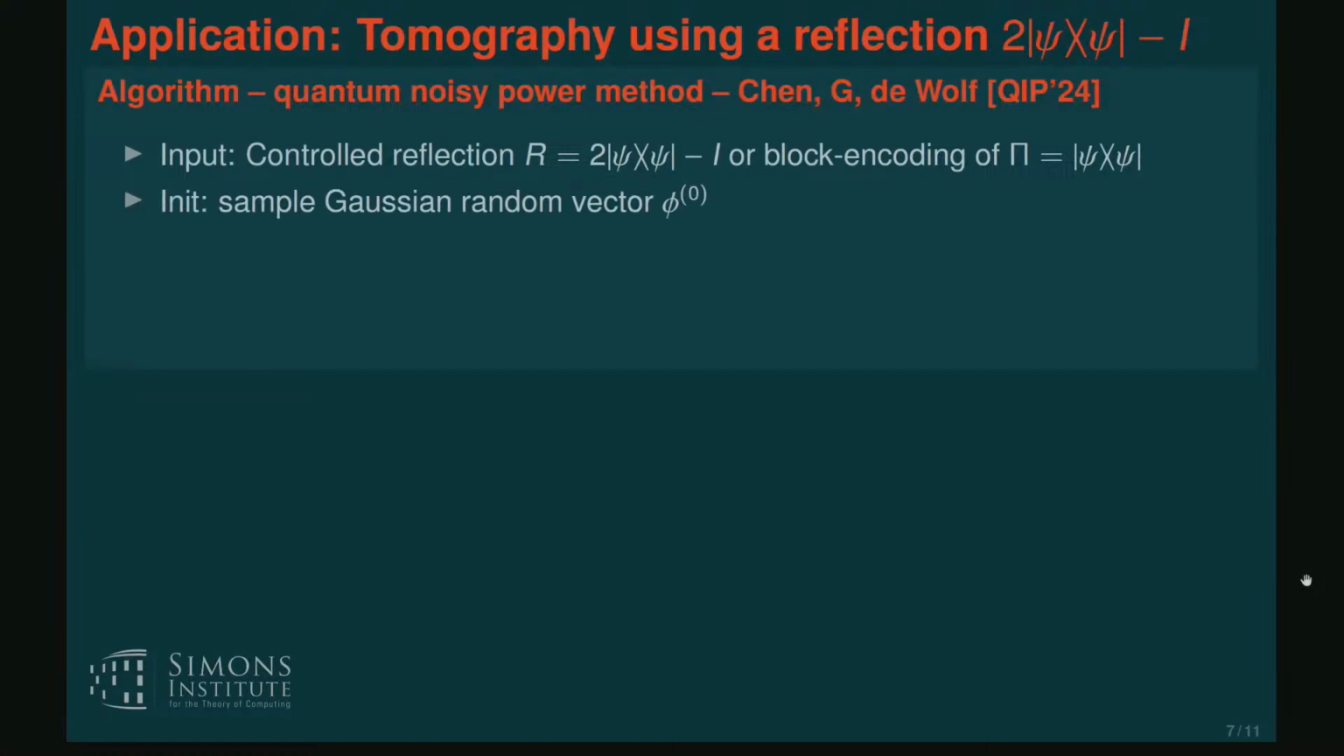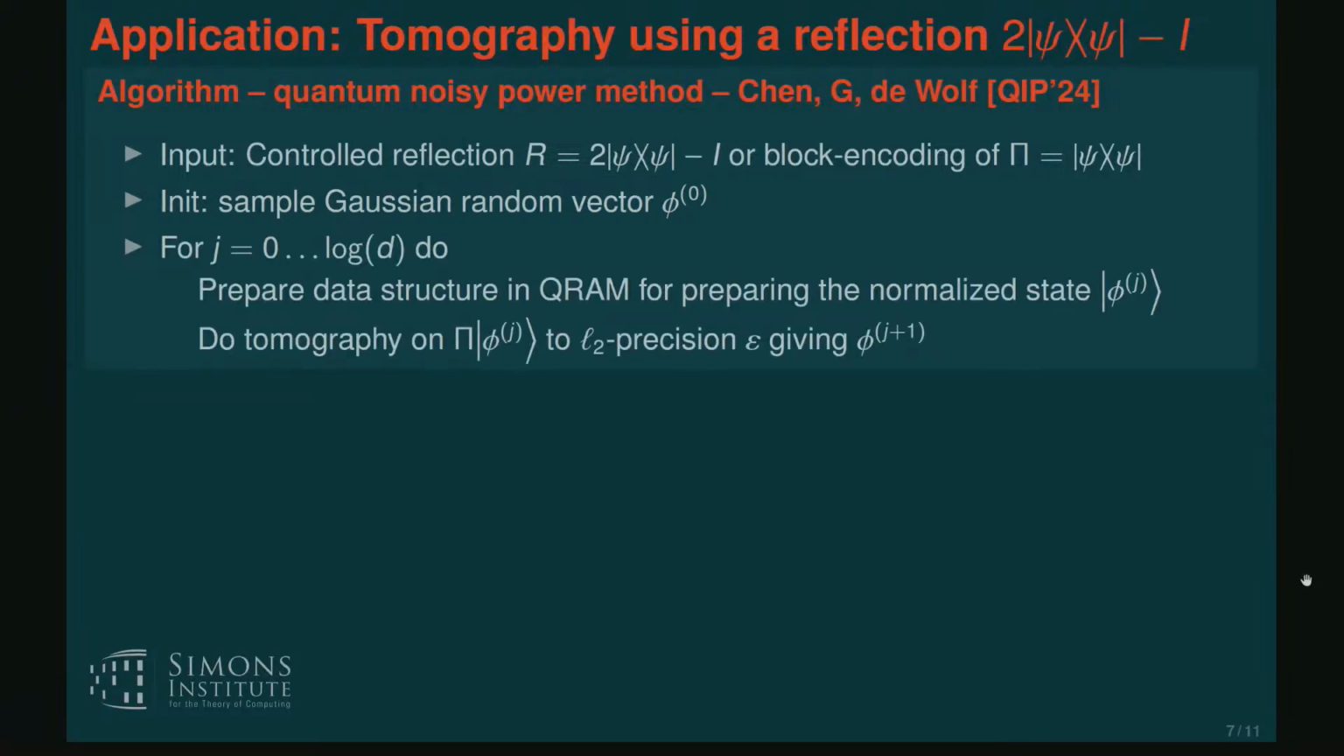And that's where you do the power method. Basically, you sample a Gaussian random vector initially, and then repeat for logarithmically many steps: you prepare this quantum state, project down, do tomography, amplify the norm to 1, and repeat. And this is just like the power method in general, and it will get very close to the top eigenvector after logarithmically many steps.